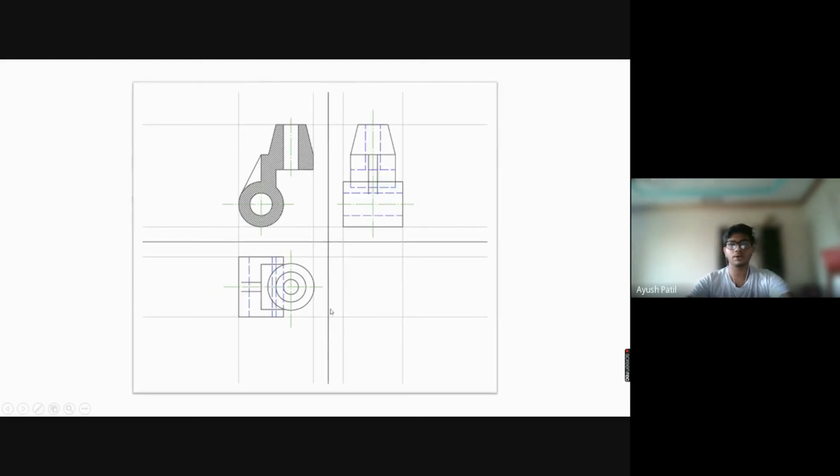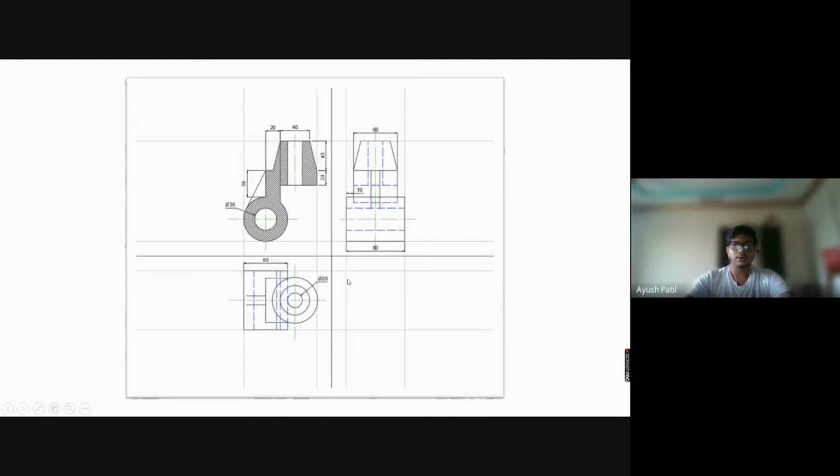Then we have to draw all hidden lines of this diagram, and at the last we have to show the dimensions of every view.